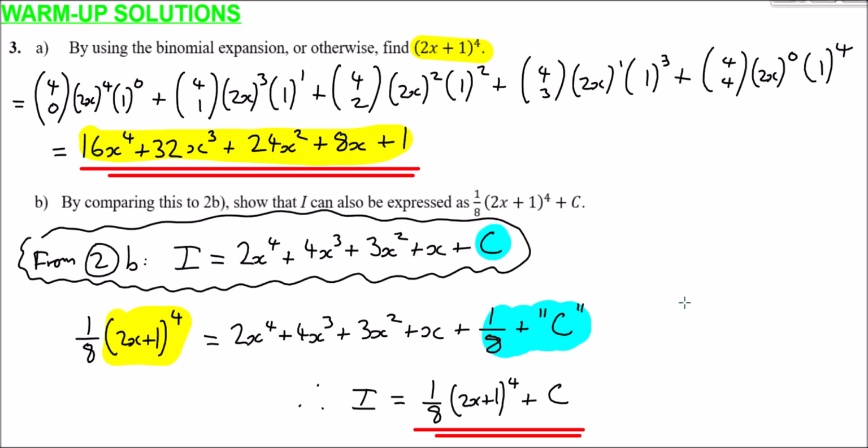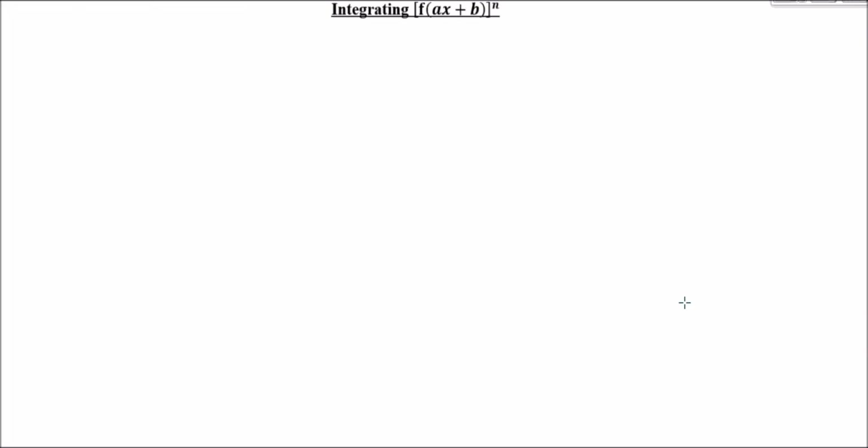Let's now have a look at a very crucial concept called u-substitutions. So how to integrate functions where you've got a function not of just x or even a function of kx, but a function where you've got some constant times x plus b. And it could be that you've got a function like this, itself to the power of n, where n is some constant. So how would we integrate something like this?